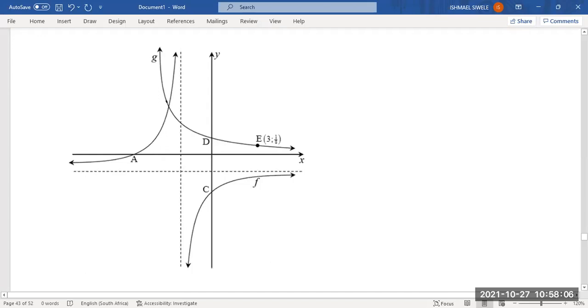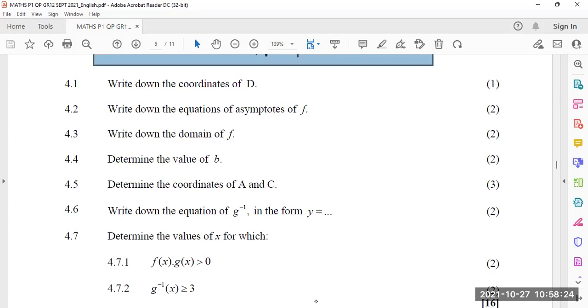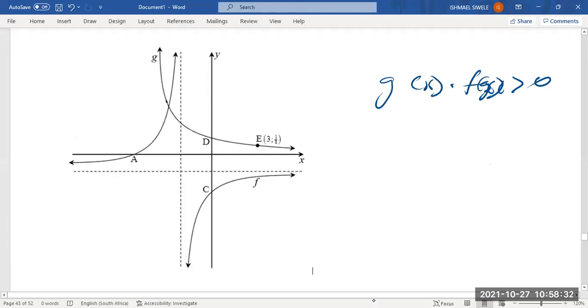So what is it that we see here? They gave us this inequality: g of x multiplied by f of x greater than 0, for which values of x, right? Now, what does that mean? They want where the two graphs are positive. That's one thing that you should know. Where do you see the two graphs being positive?